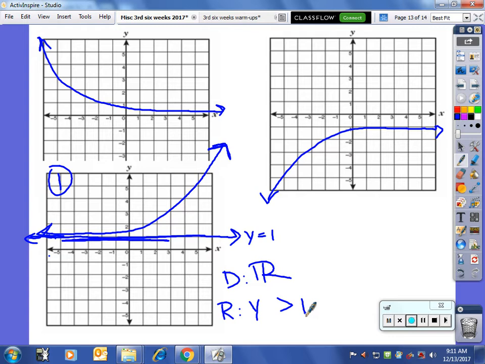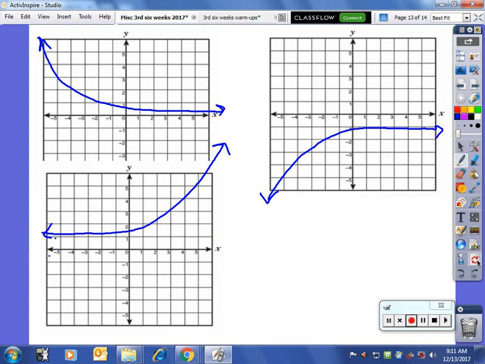You see how the lowest y value I could see on this picture is, I really can't tell. It's not touching anything, but it's approaching a y value of 1. It's just never going to get there. Okay, this is a y value of 1 right here.